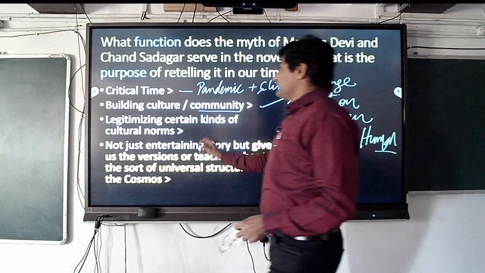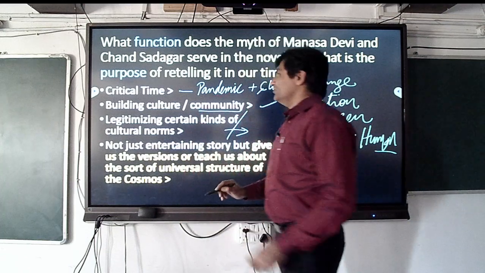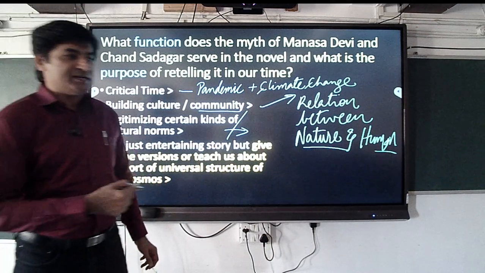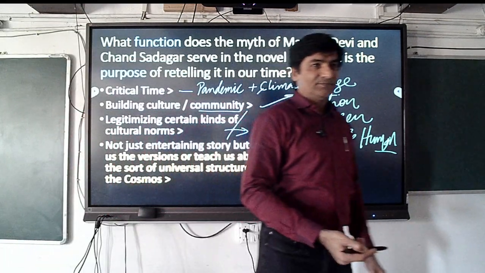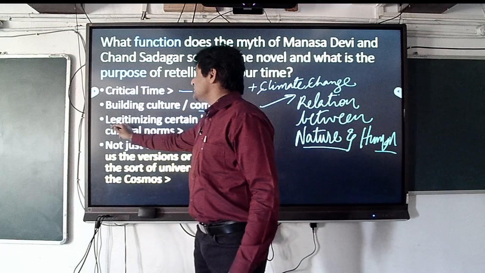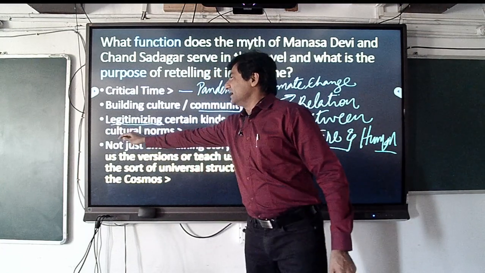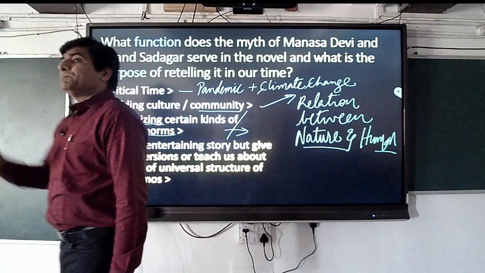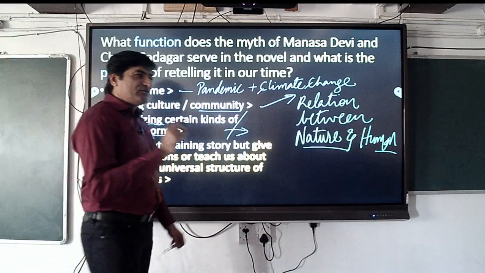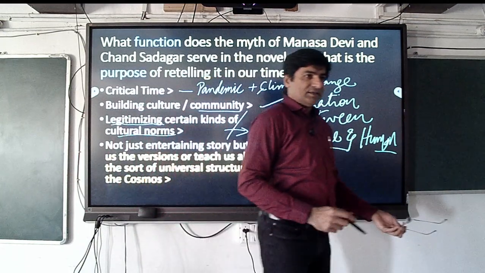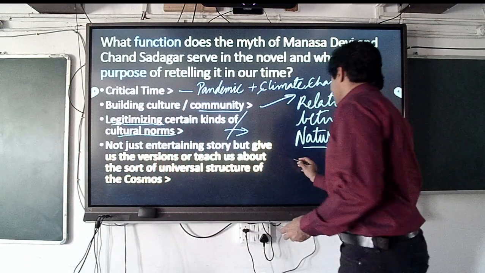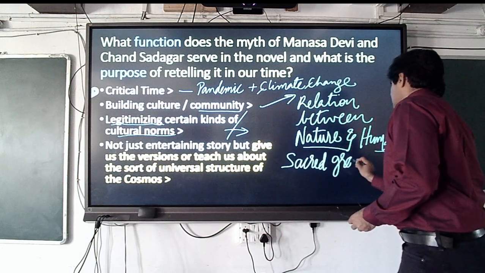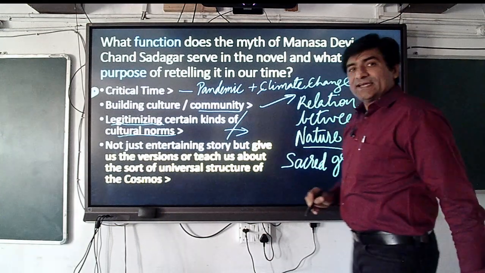So, what kind of cultural norms does this try to legitimize? It tries to say that one's behavior with nature needs to be seriously reconsidered. That is what is required to be legitimized here, and it should become a cultural norm. So in the past, when the communities were living in the forest, we had what we call sacred groves.